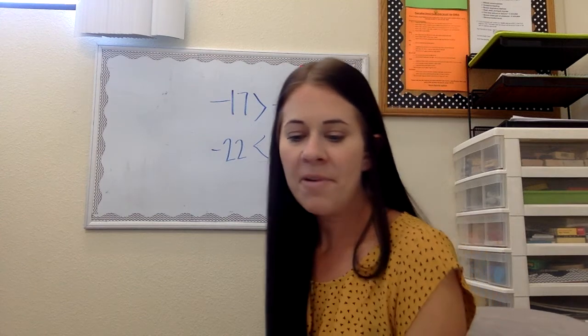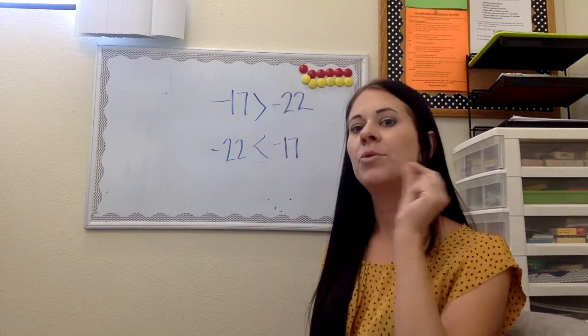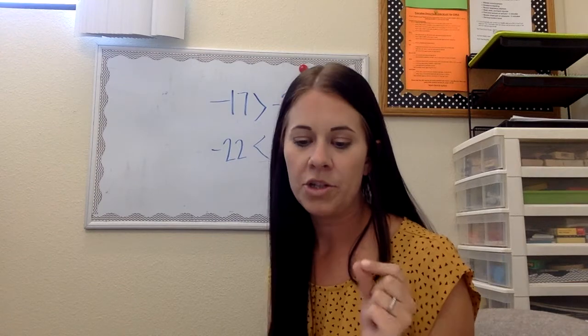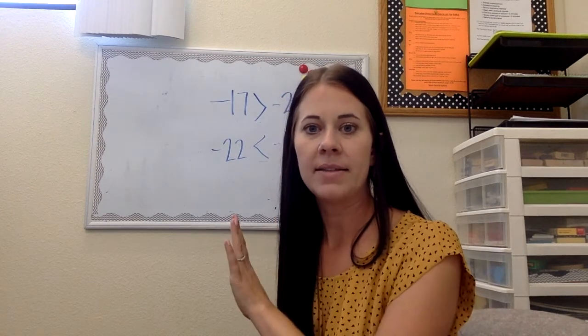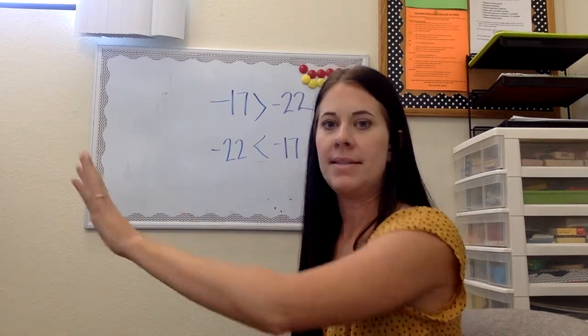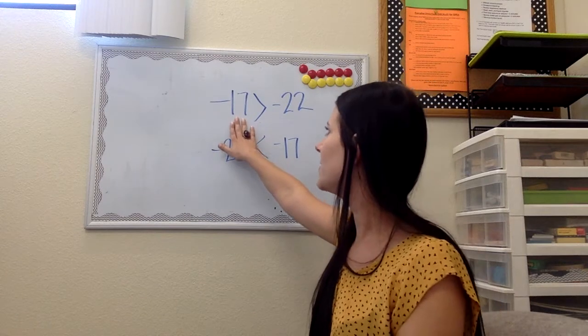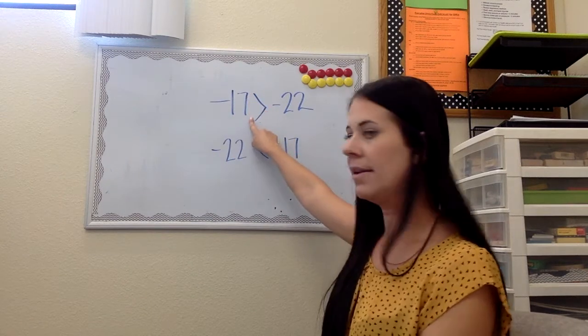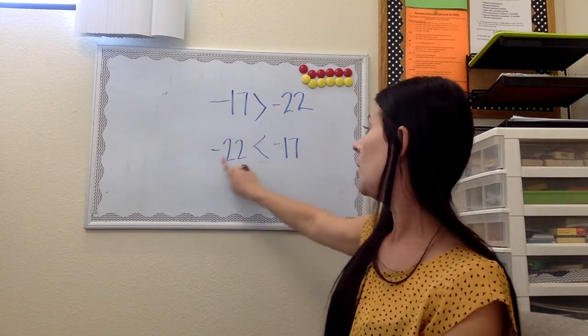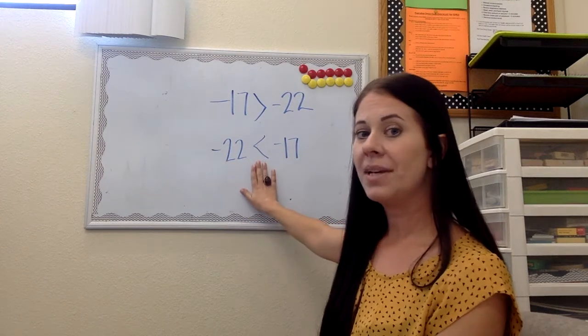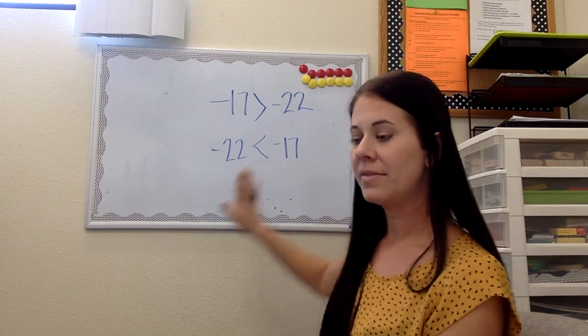Okay, now number 5 through 8, I'm going to read to you what it should say, and I'm also going to write it so that you see how to read these as sentences. So this I would say -17 is greater than -22. Or I could say -22 is less than -17.